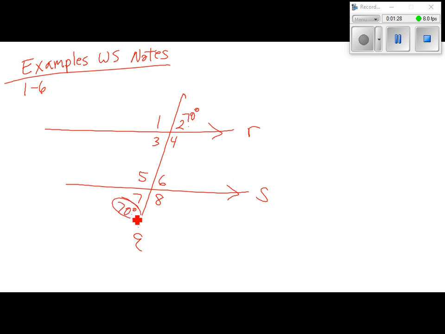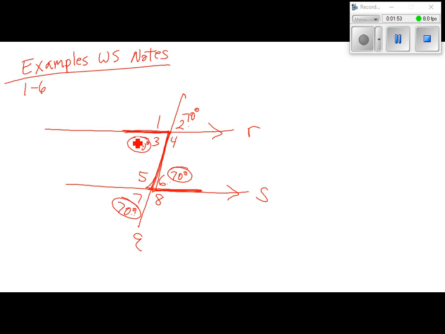I know angle 7 and angle 6 are vertical angles. So if angle 7 is 70 degrees, angle 6 has to be 70 degrees. Angle 3 and angle 6, if I trace them, they form that Z. Those are alternate interior, so they have to be congruent if these lines are parallel. So angle 3 has to be 70 degrees.